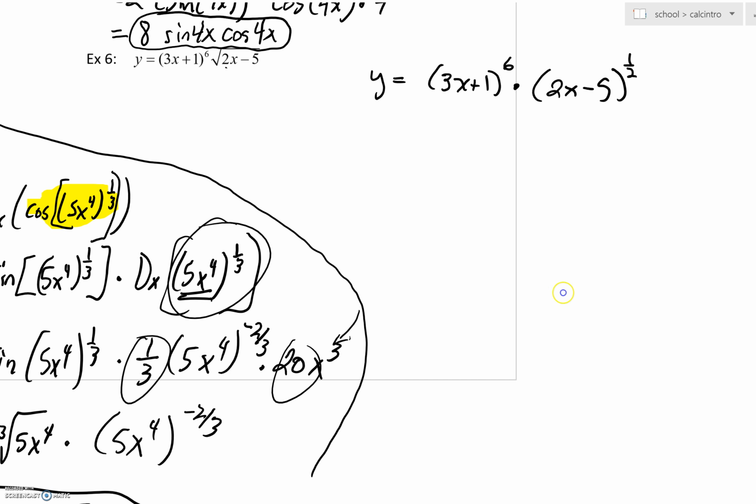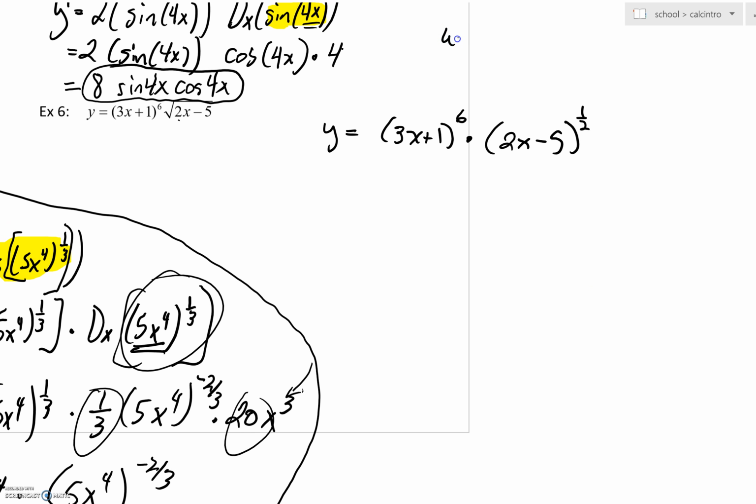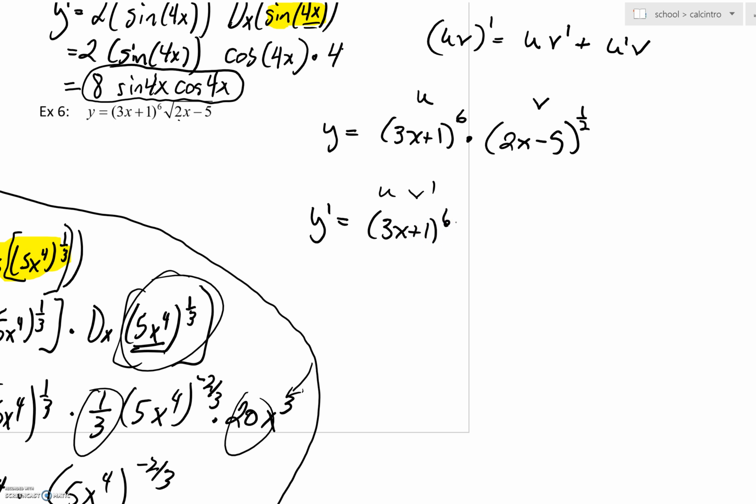A product rule. Now, the product rule, reviewing, if you had u and v, if you're taking your derivative, it would be u v prime plus u prime v. So here's your u, and here's your v. And let's go ahead and do that. We'll take u v prime. So u, keep this as itself. It's just 3x plus 1 to the 6.